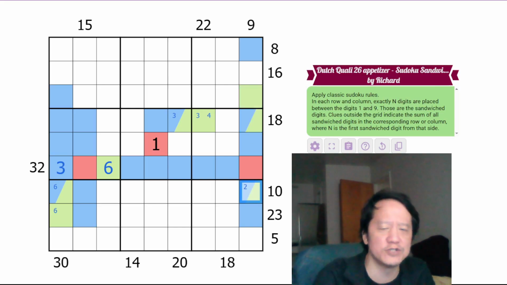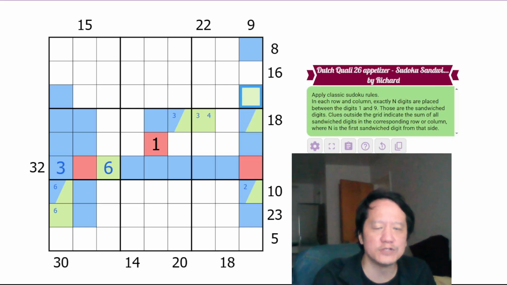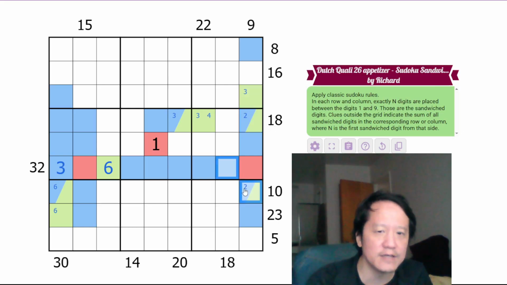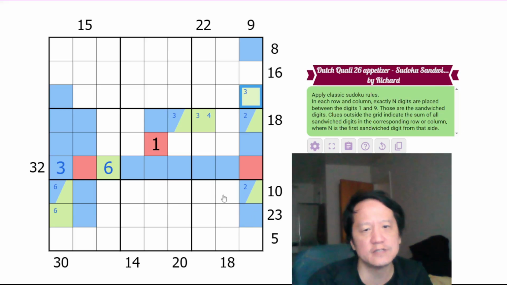So if this one's crust, it's 2. If this one's crust, it's 3. If this is not crust but the end sum, it's 2. If this is end sum, it's 2. If that's end sum, it's 3.